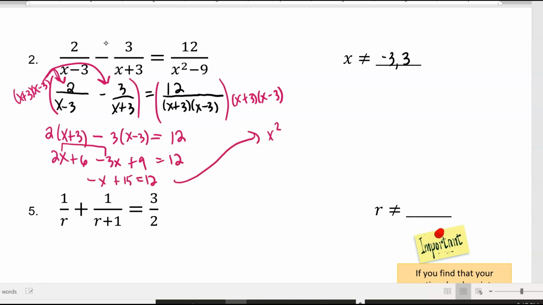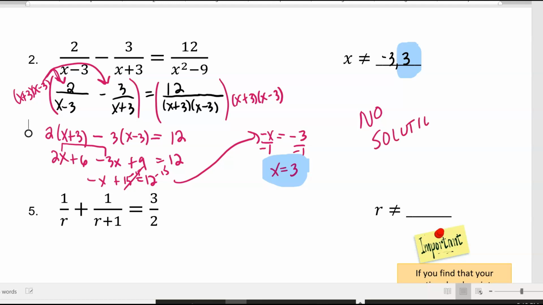You could at this point subtract 15 from both sides, right? And that cancels that out. So you will have negative 3 here, and you could divide by negative 1 to get x equals 3. Well, the problem is that 3 is a restriction. Therefore, our solution to this problem is that it's no solution at all. No solution to this problem.